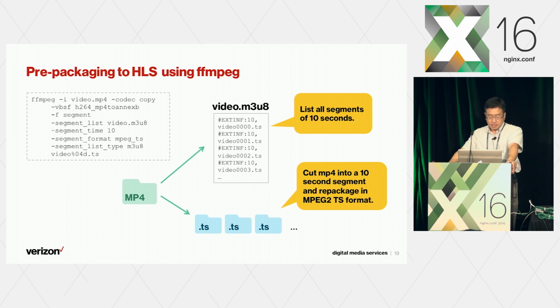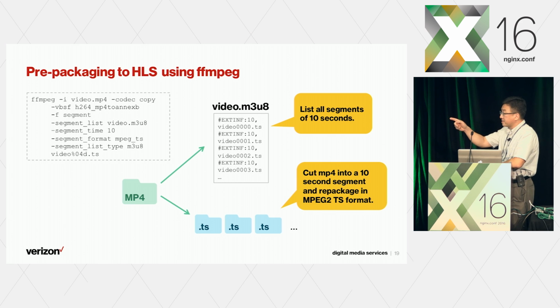Then FFmpeg generates an HLS manifest file and HLS segment files. You specify the segment duration by hls_time 10. That means segment duration has to be 10 seconds. And you specify the segment format, MPEG-TS. HLS segments have to be packaged in MPEG-TS format. Then those generated M3U8 manifest file and TS segment files can be delivered over HTTP.